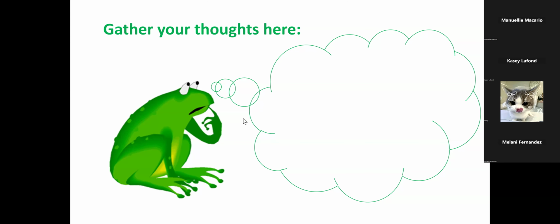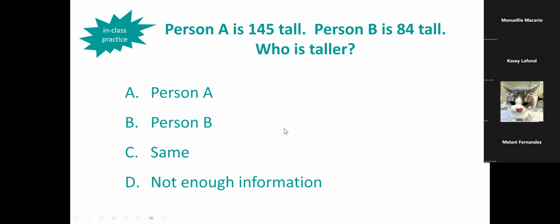Right, so we've got one more little topic, and then we'll move on to safety issues, and that is the topic of units of things. It's a short topic. All right, so here's your question. We've got the chat box going again. Person A is 145 tall and person B is 84 tall. Who is taller?